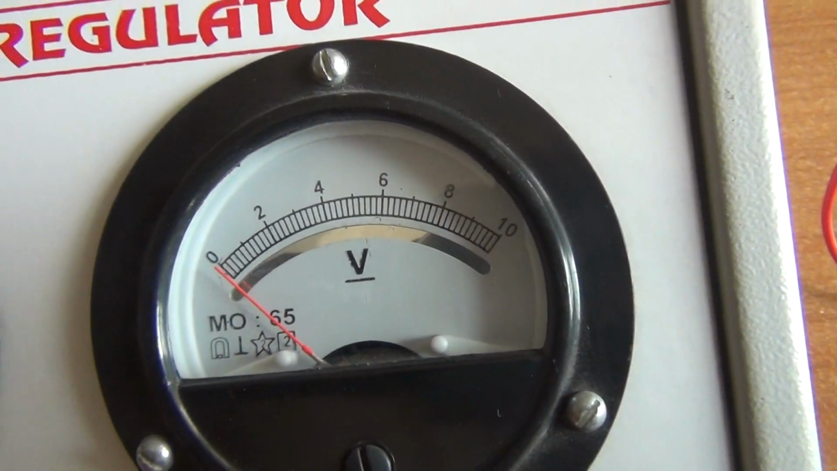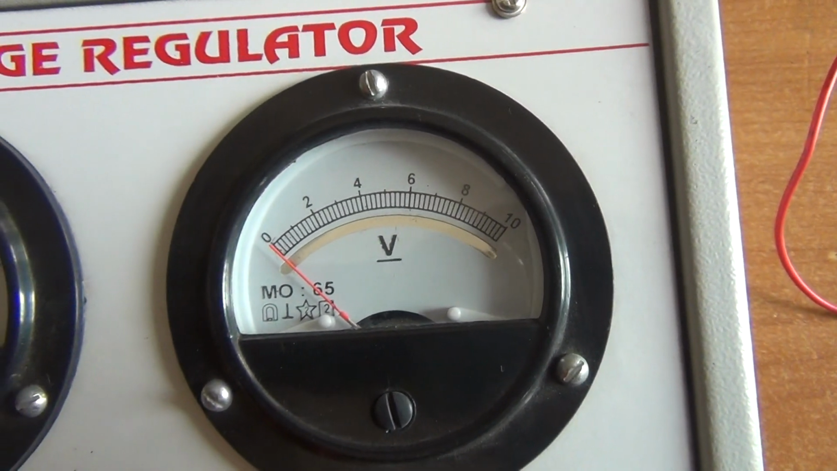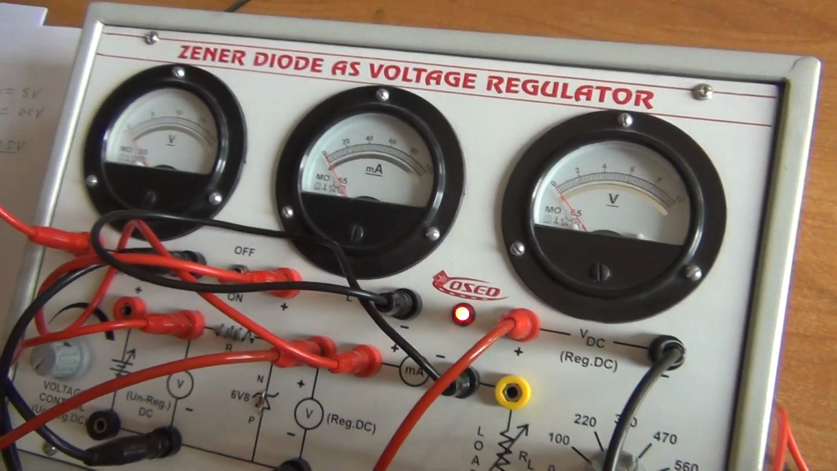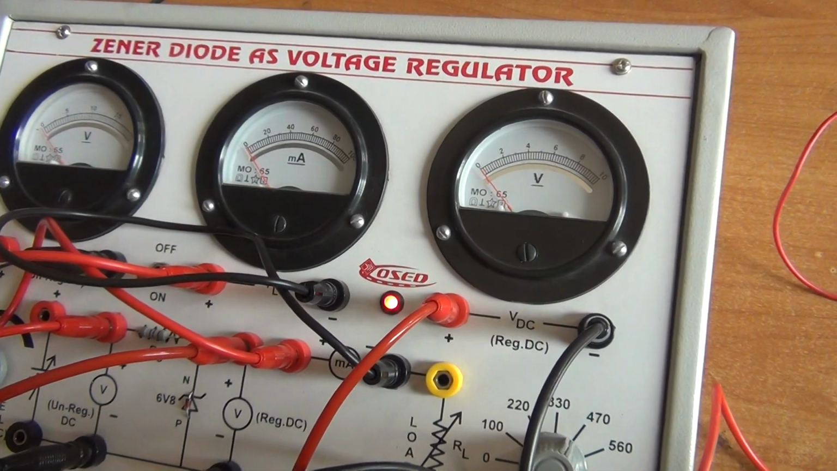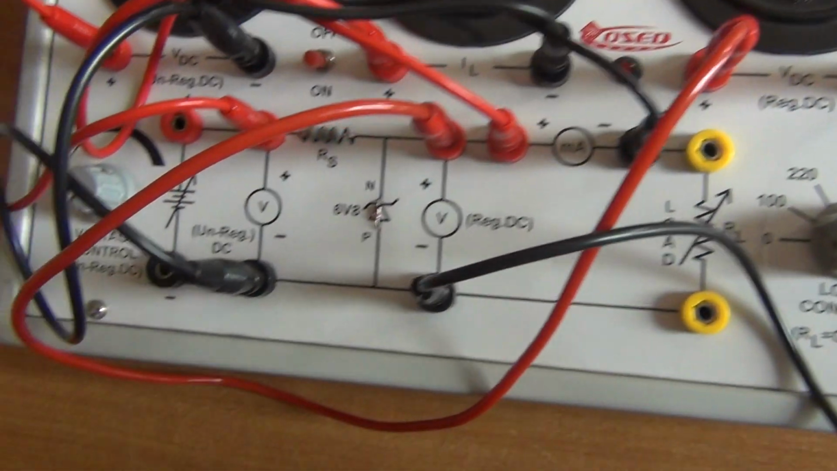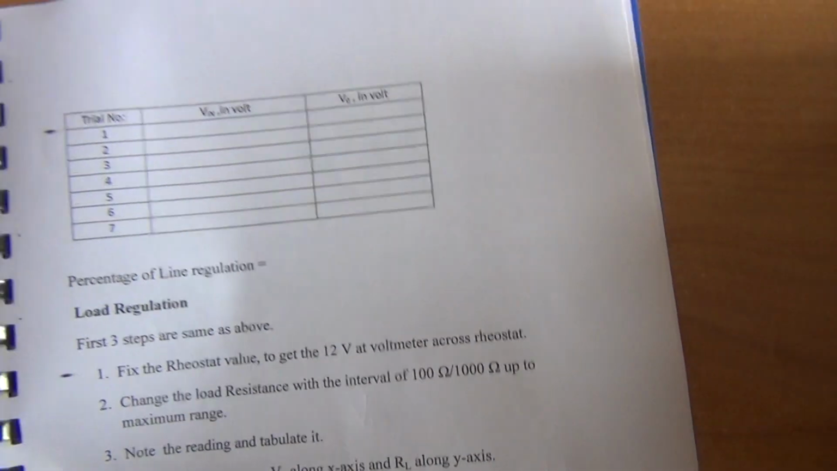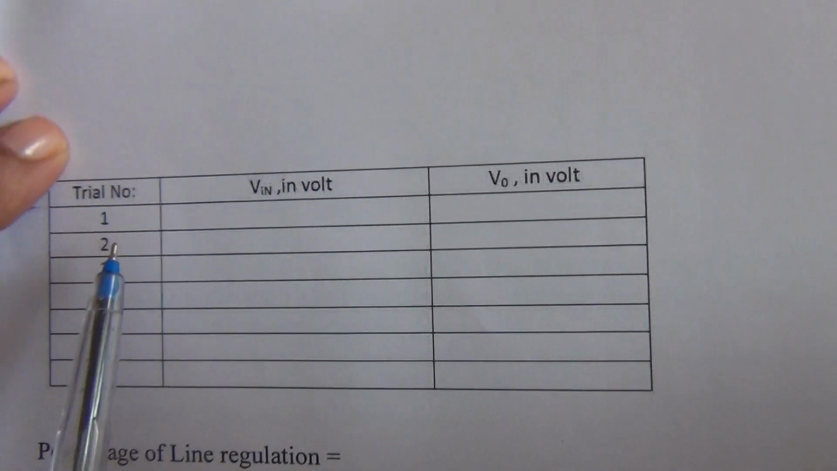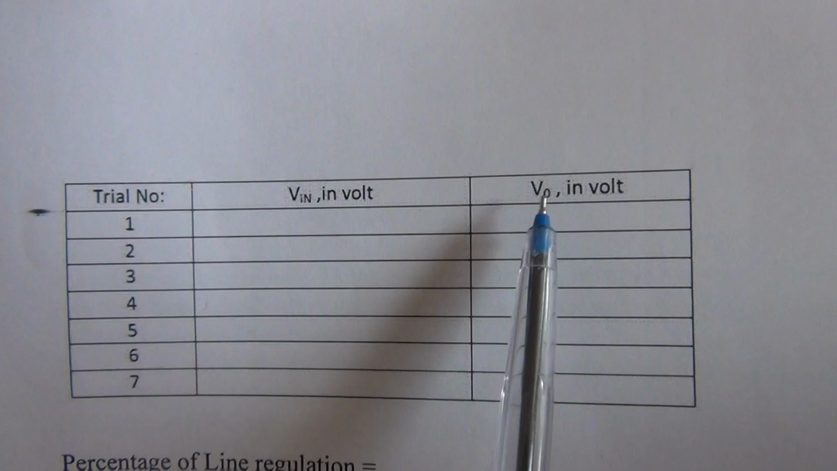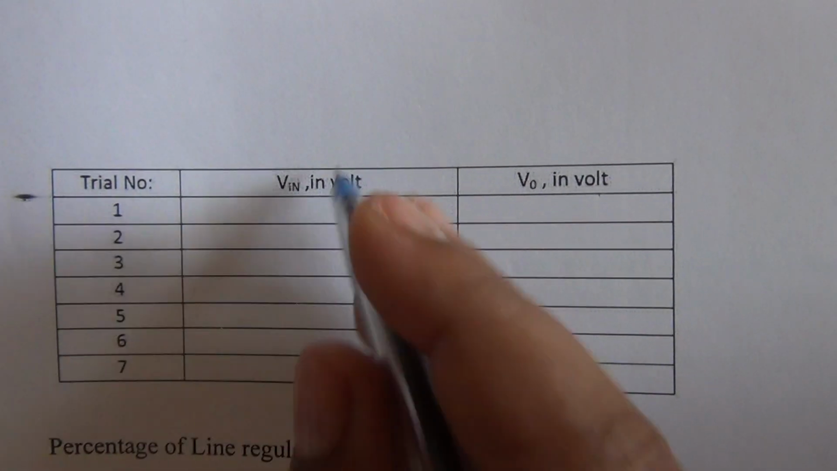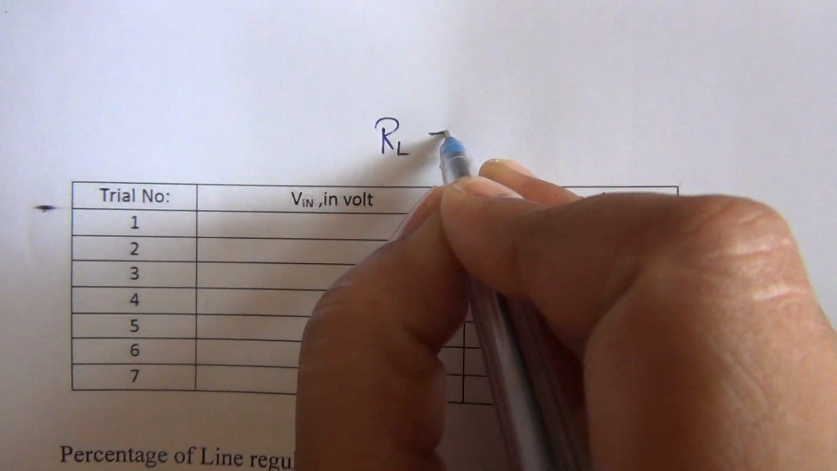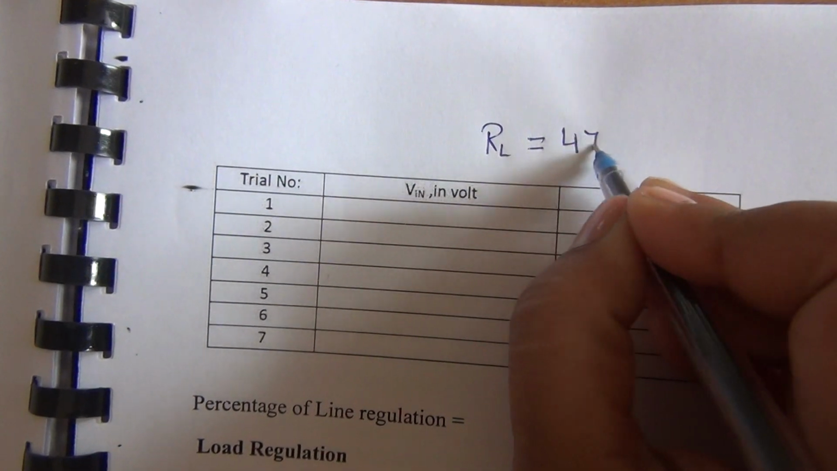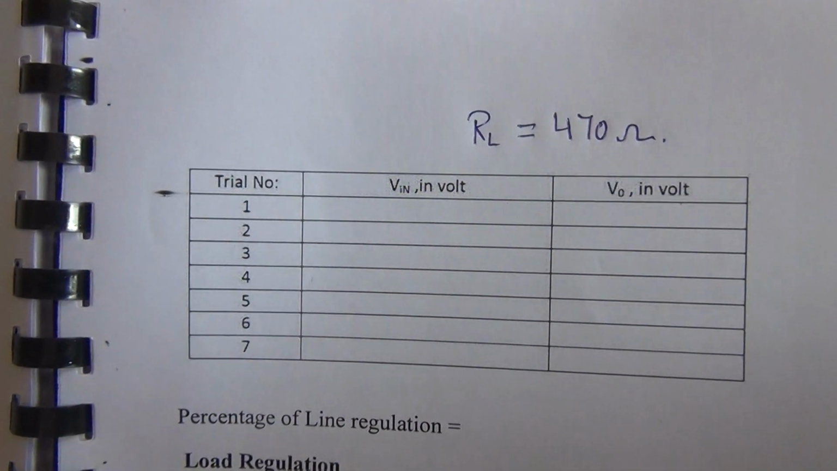So we can say for V output the least count is 0.2 volt. In the first set of readings, we'll keep the load constant. You can see here I have drawn the two tables. In the first set, we have serial number, V input and V output. We'll keep RL, the load resistance, constant. In our case, we are going to keep RL as 470 ohm.